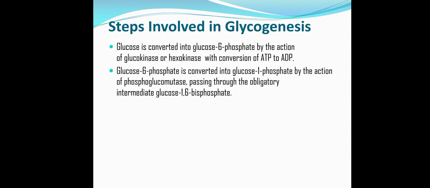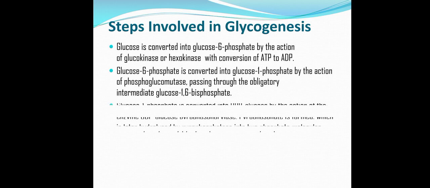Now, glucose 6 phosphate is again converted into glucose 1 phosphate. That is, the phosphate group attached to the sixth carbon of the glucose molecule is transferred to the first carbon by the action of the enzyme phosphoglucomutase. This reaction passes through an obligatory intermediate, glucose 1,6 bisphosphate.